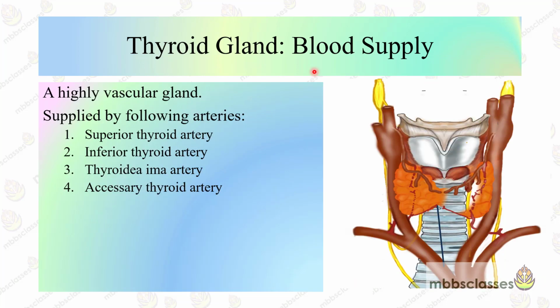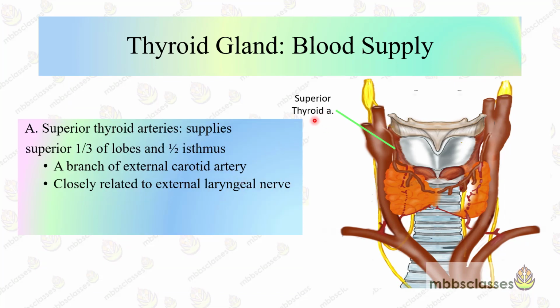Now let us see the blood supply of the thyroid gland. The thyroid gland is a highly vascular gland. It is one of the most vascular glands of our body, and it is supplied by four arteries, two having major contribution. These are the superior thyroid artery and inferior thyroid artery, but the thyroid also has arterial supply from the thyroidea ima artery and accessory thyroid artery.